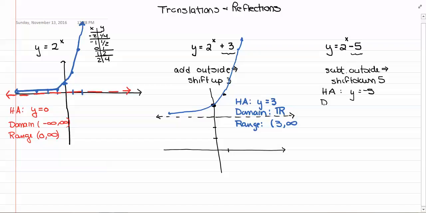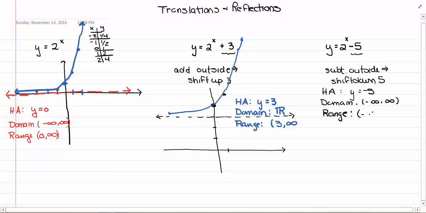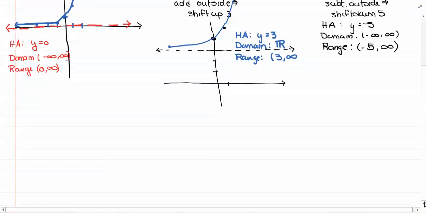The domain doesn't change. There's no radical or denominator with a variable in it, so the domain's all real numbers. And then the range, again, if you can imagine the picture of just dropping this down to negative 5, it'll get close to negative 5 and then blow up to infinity on the y values. Okay, so that was outside the function. What if you make the move inside the function?